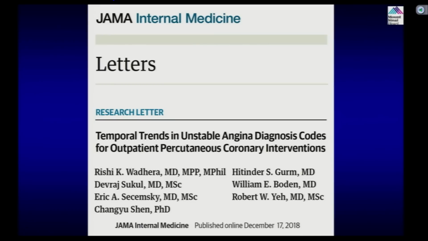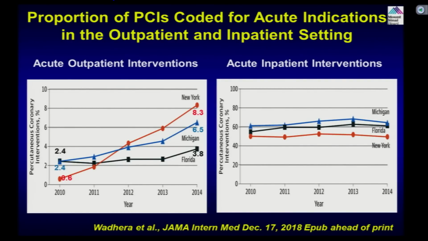These are very well respected authors, and they showed something very alarming. Look at the left side of the screen. These are the three states, Florida, Michigan and New York. For outpatient PCI, they define acute as the patient having unstable angina or MI. The acute diagnosis in the outpatient setting, in New York, went from 0.6% to 8.3%. So clearly that is a 15-fold higher diagnosis in the last 5 years.